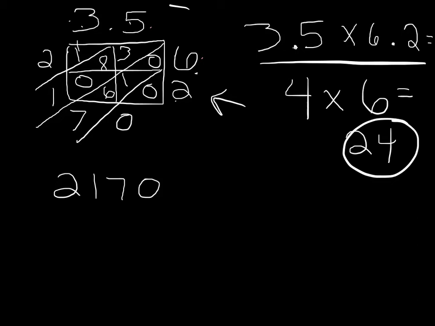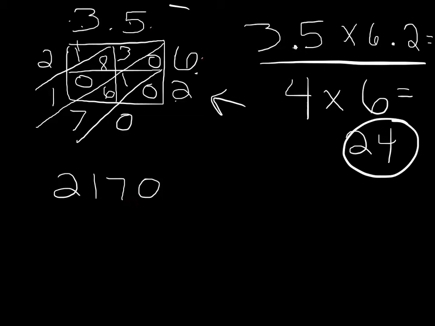Certainly 2,170 is way, way wrong. So where do we want to put the decimal? We could put it here. We could put it here. We could put it here. We could even put it here. If we put it over here, we have an answer of 2,170, and we know that doesn't make any sense.